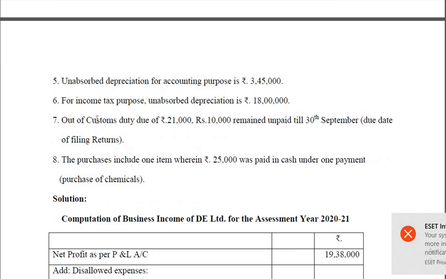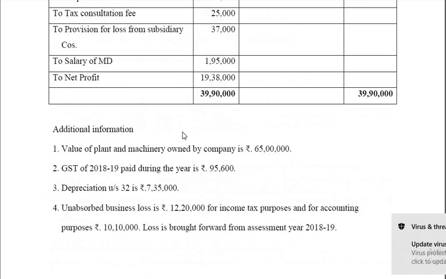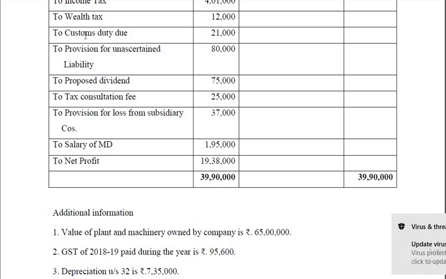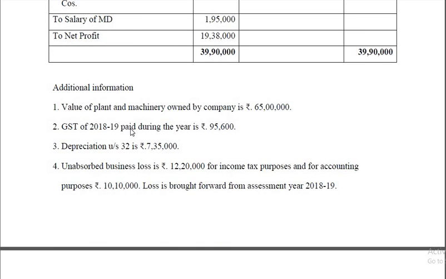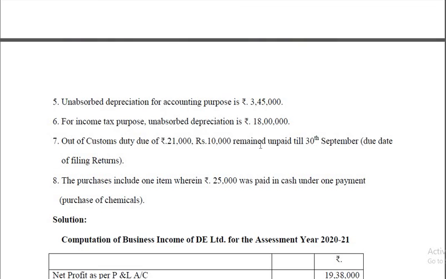Book profit. Okay, of the customs duty due 21,000: if you look at the debit side, you have an item customs duty due 21,000. Of this, they have mentioned 10,000 remained unpaid. So what is paid is 11,000. So 11,000 is allowed, 10,000 is disallowed, so 10,000 should be added back. This should be paid before filing the income tax returns. In the case of companies, normally 30th September is the last date of filing the income tax returns.